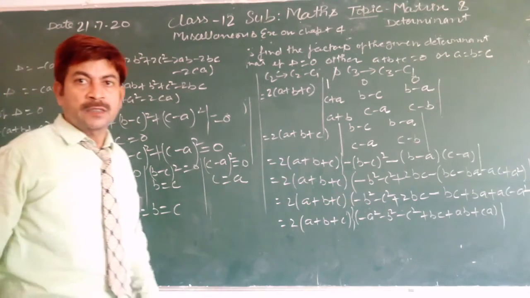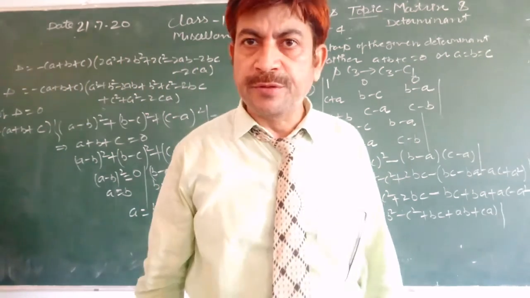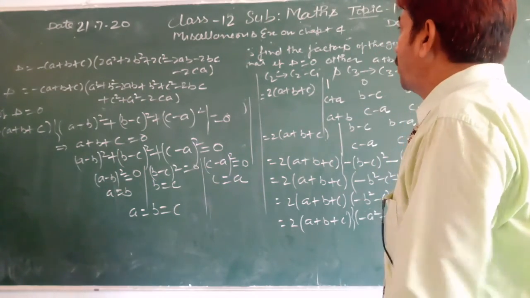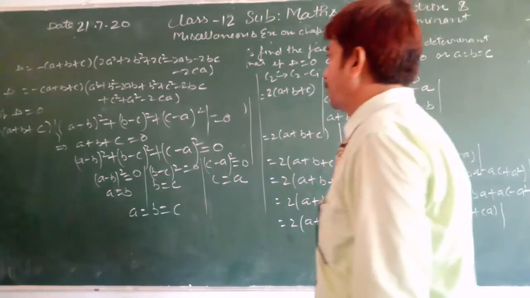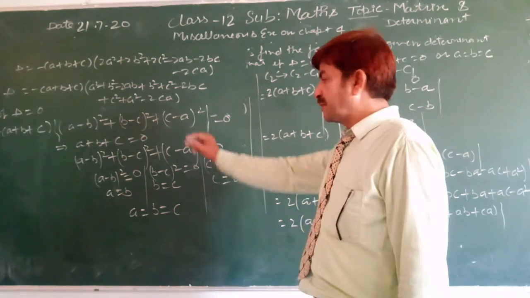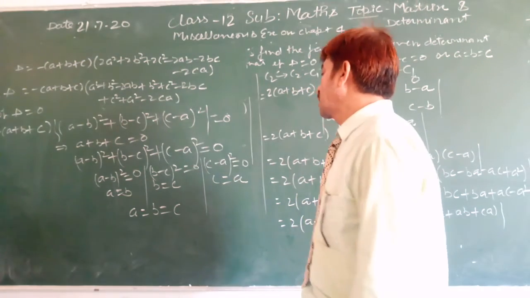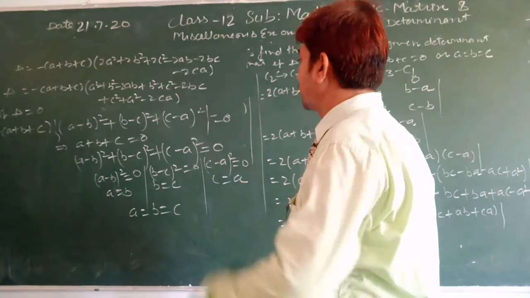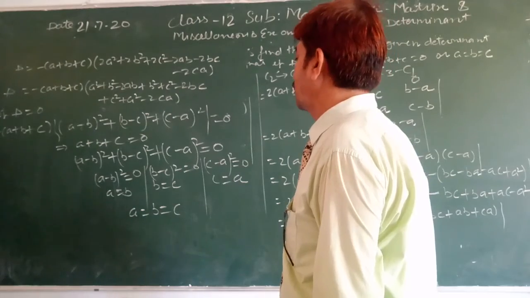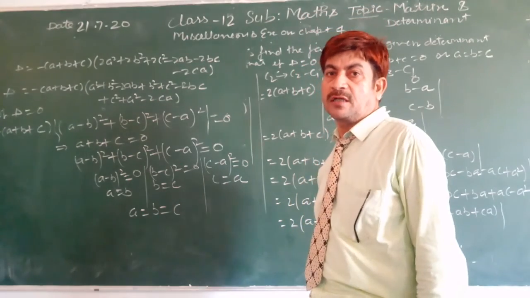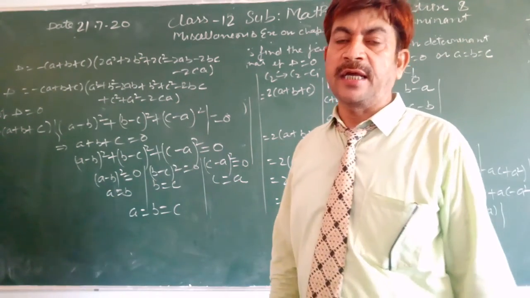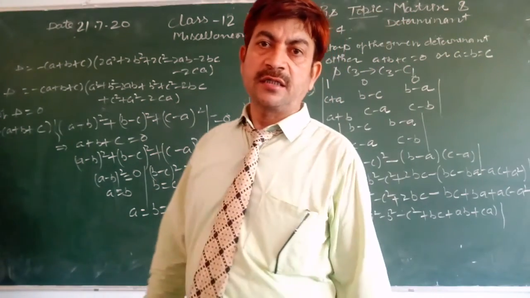Students, hence we have proved that if the value of the determinant is 0, then either A plus B plus C equal to 0 or A equal to B equal to C. It means the sum of all three numbers is 0 or they are equal, that is A equal to B equal to C. Hence we prove the required result.